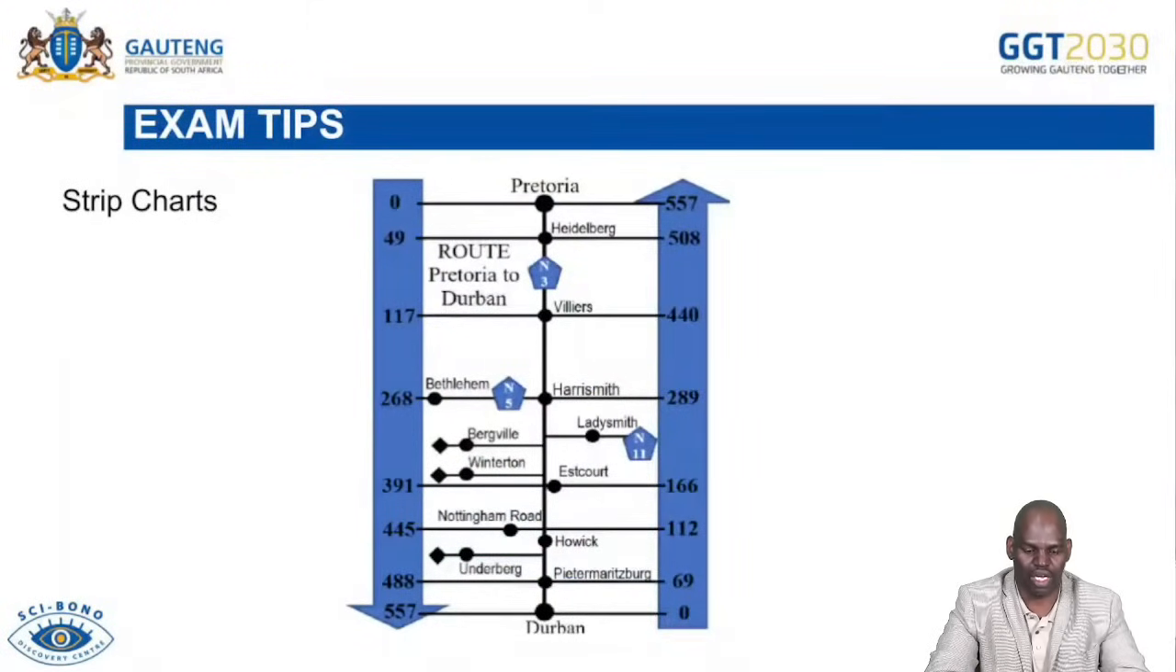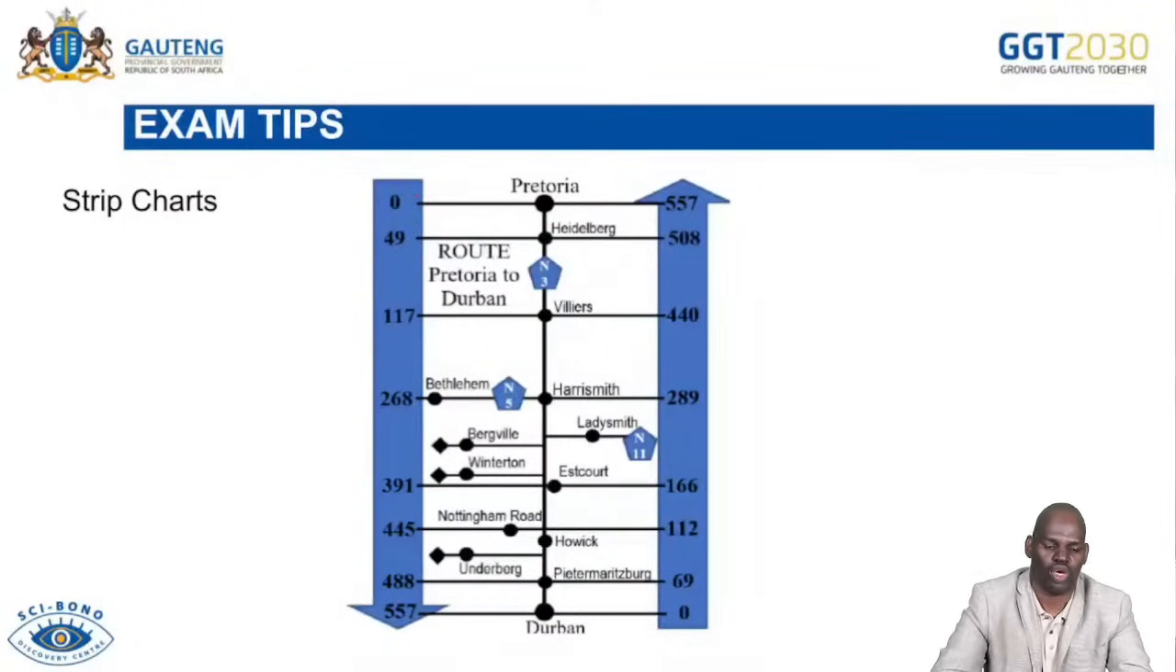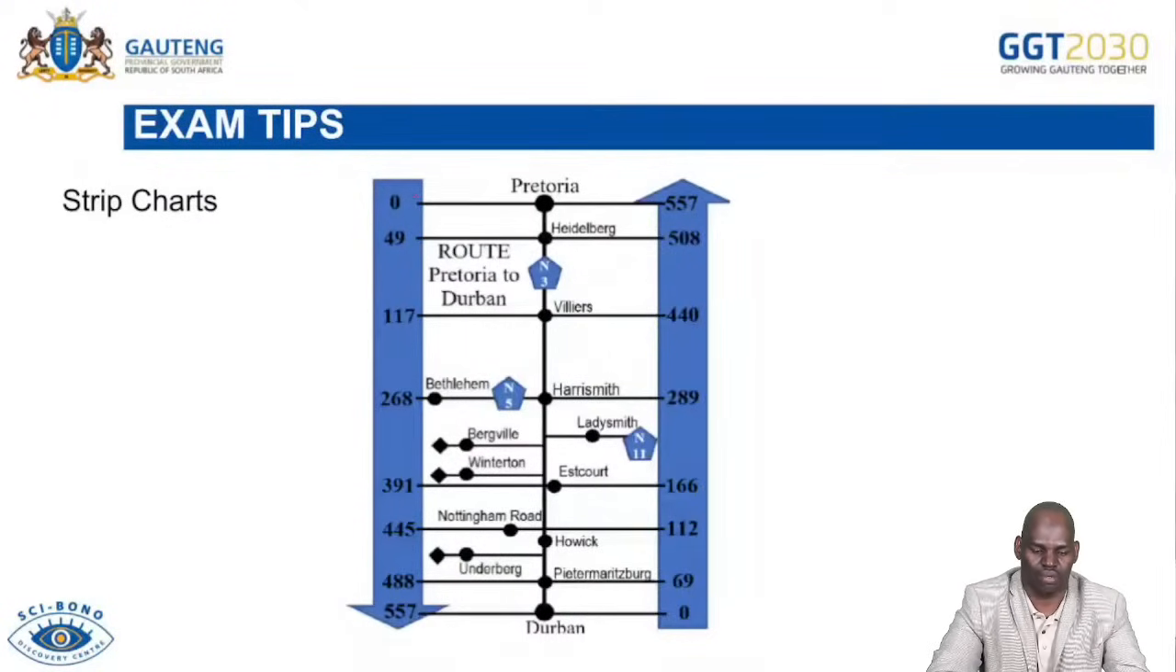So obviously now, if it's Heidelberg, from Heidelberg to Pretoria, how are you going to find that distance? It must be the difference of 508 and 557. Or if you read it on the other side, you can say from Pretoria to Heidelberg is 49 kilometers. So from 0 to 49 is 49 kilometers. Definitely it must be the same distance from Heidelberg to Pretoria. So you must go and check the strip chart for your paper 2 as well. The examiner might ask you questions based on the strip charts.